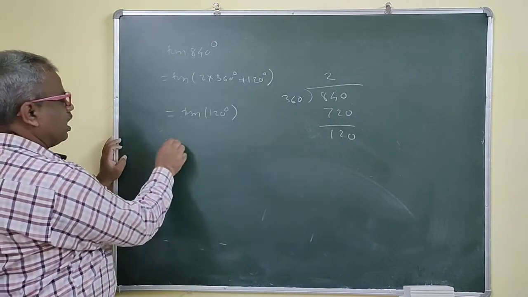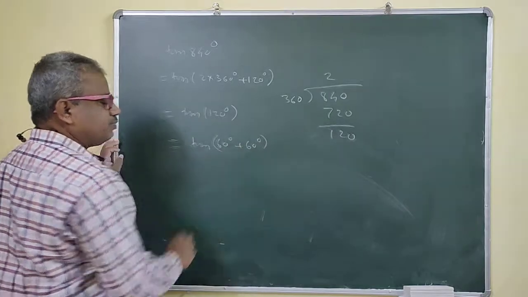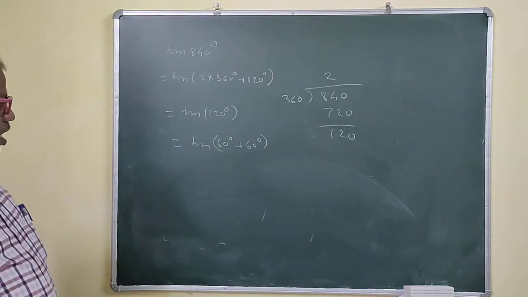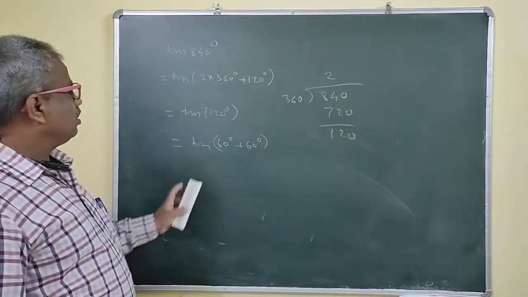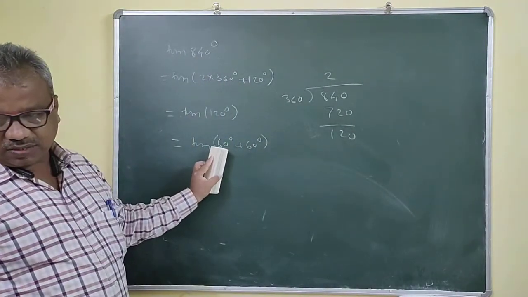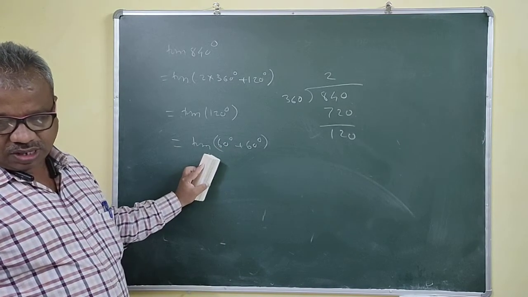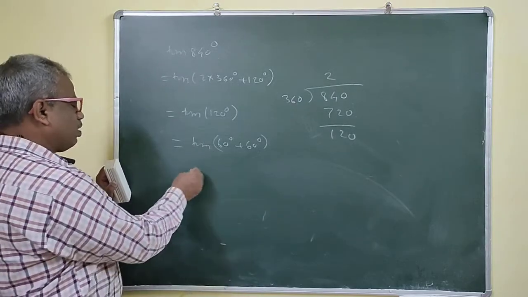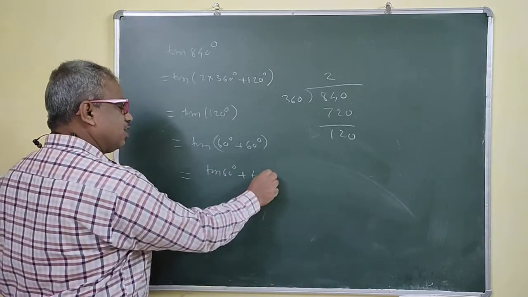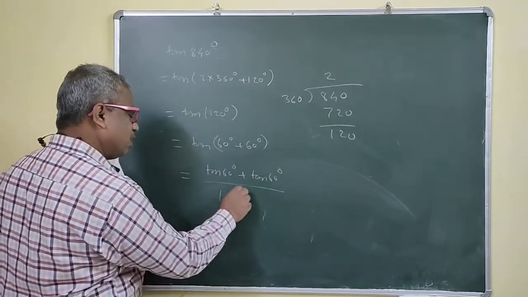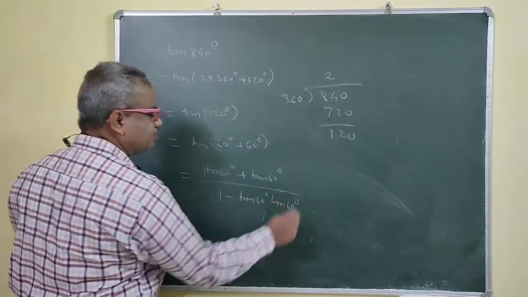We may write this as tan of 60 degrees plus 60 degrees. Or we can write 120 as 90 plus 30, or 180 minus 60. So we write this as 180 minus 60, so that we can apply the formula. But for this one we need both values. No problem, we write this as tan 60° plus tan 60° upon 1 minus tan 60° tan 60°.